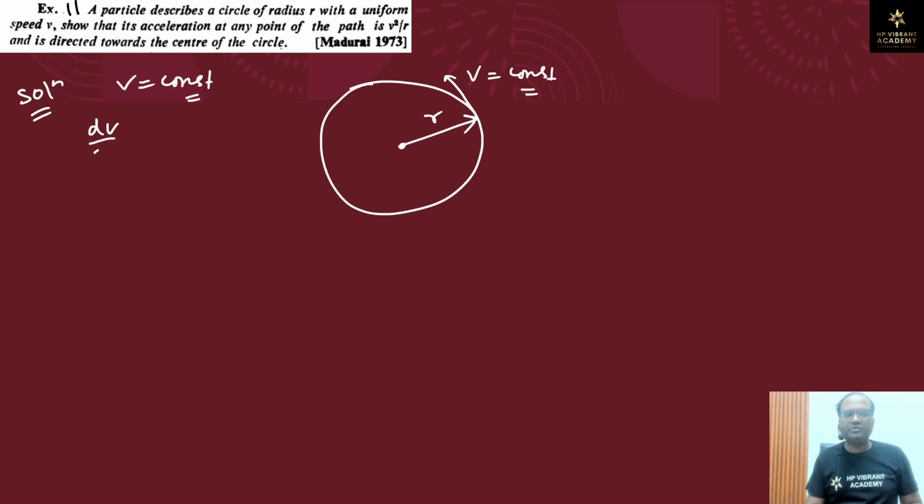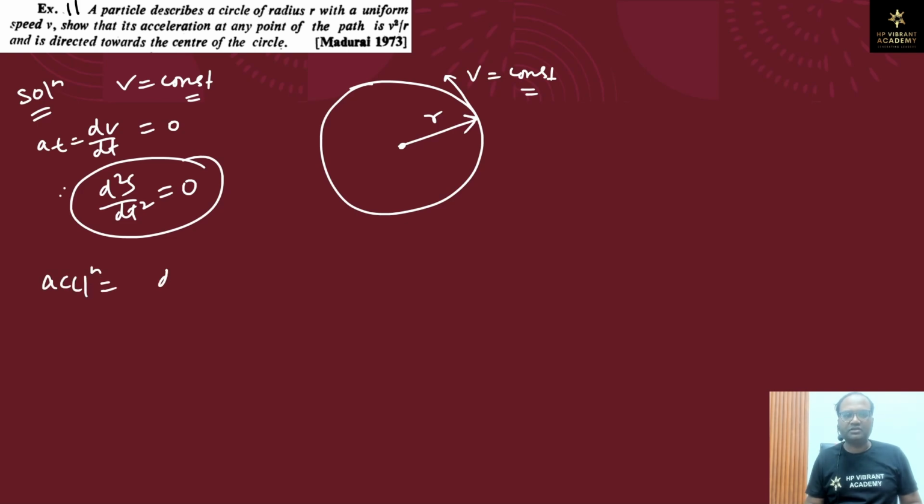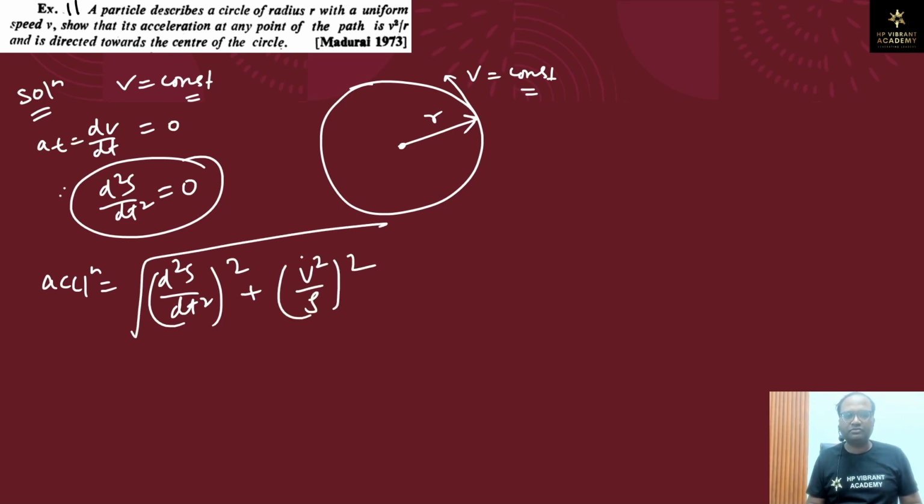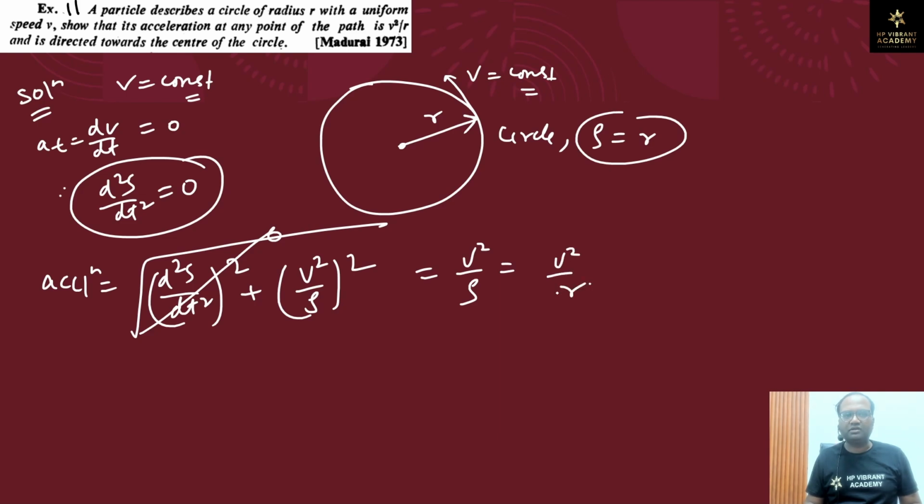So we have dv upon dt, which is the tangential acceleration, equal to 0. This means d2s upon dt square is equal to 0. So we have the acceleration as the square root of (d2s upon dt square) whole square plus (v square upon rho) whole square. The d2s upon dt square term is 0, so it vanishes, and we have v square upon rho. For this circle, rho is equal to r, the radius. So we have v square upon r.